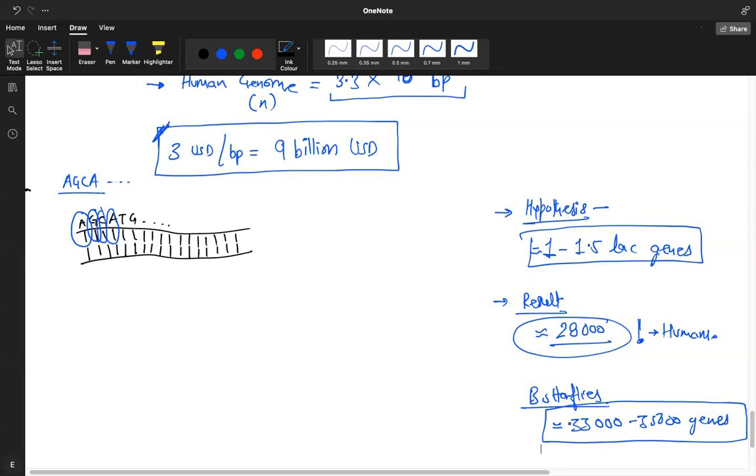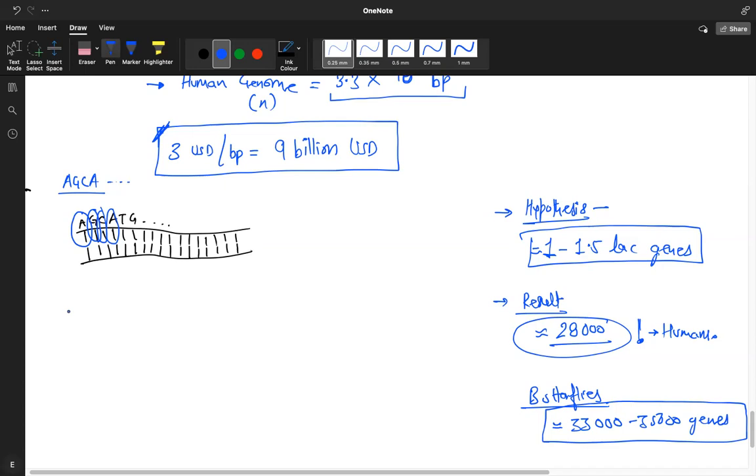So is a butterfly more evolved than humans? Sir, can I ask a doubt? Yes, please, Adil. Where do they get all of these genes from? In the DNA. They read all the sequence, they noted all the sequence.